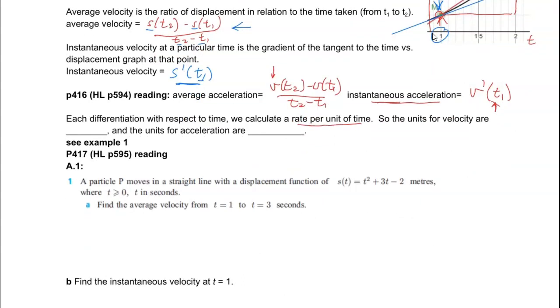So the units for velocity are meters per second. Also, we can write that as meters per second to the negative 1. And the units for acceleration are meters per second squared, which we can also write as meters second to the negative 2.